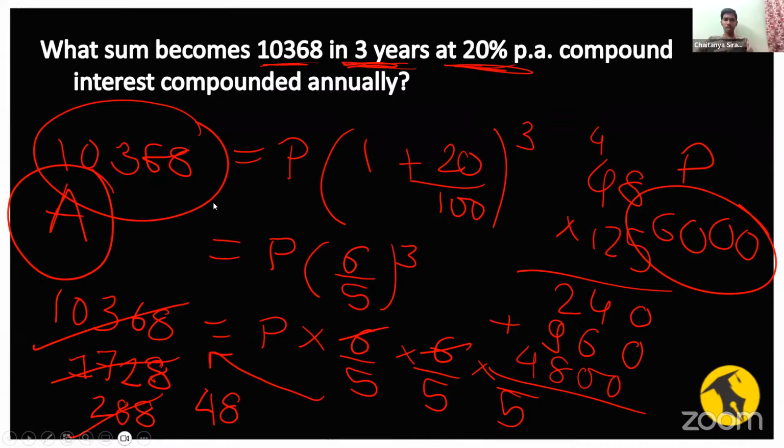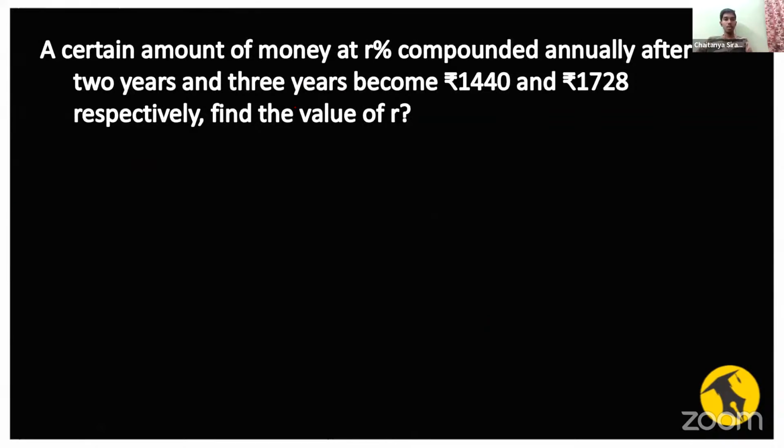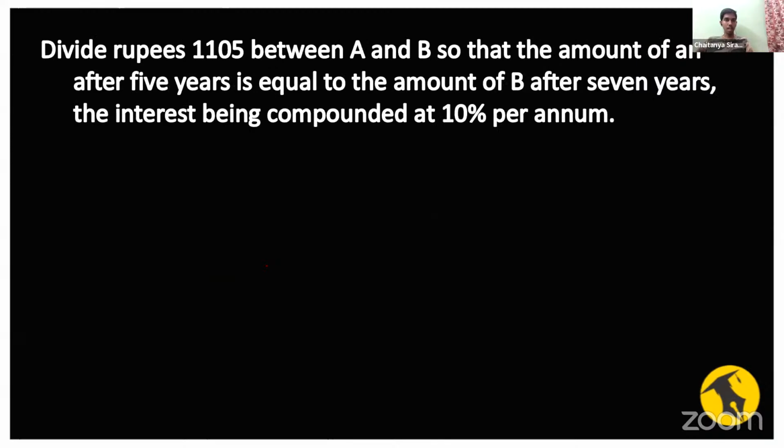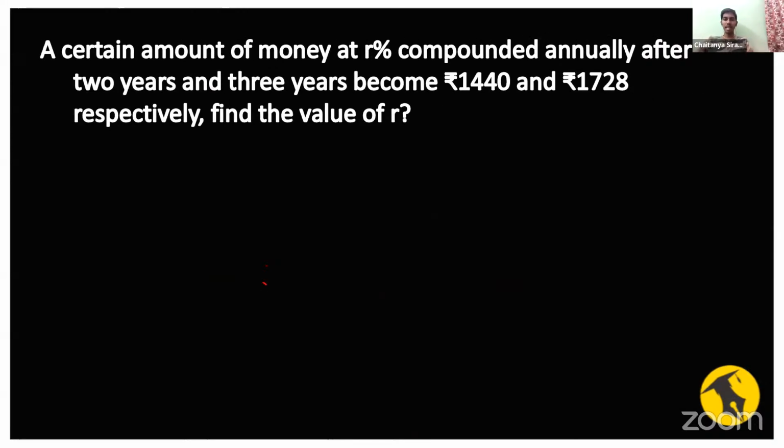All right. So this was again a fairly easy question. Instead of the amount, you were asked the principal here. Okay, we are left with 3 more questions. I'll slightly extend the class by 5 to 10 minutes. Okay, a certain amount of money at R% compounded annually after 2 years and 3 years becomes 1400 and 1728. Now find the value of R.